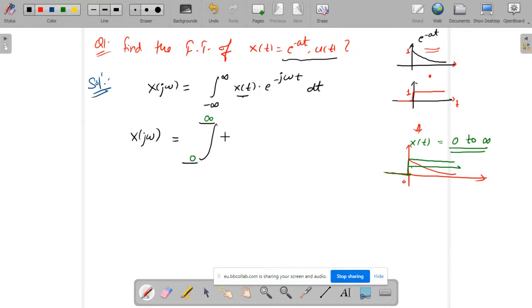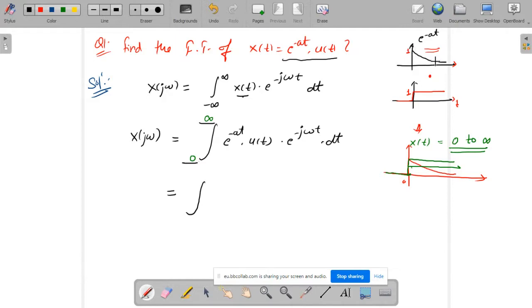Then after this, inside the integration, write down the signal e to the power minus at u(t) multiplied by e to the power minus j omega t dt. Now this is the second most important step. Inside the integration, we write the equation of the signal if the signal is changing continuously. Now this signal, e to the power minus at, is changing.